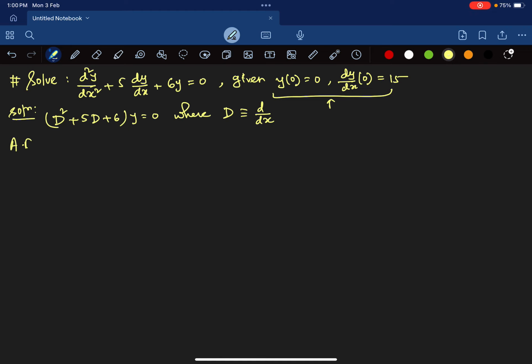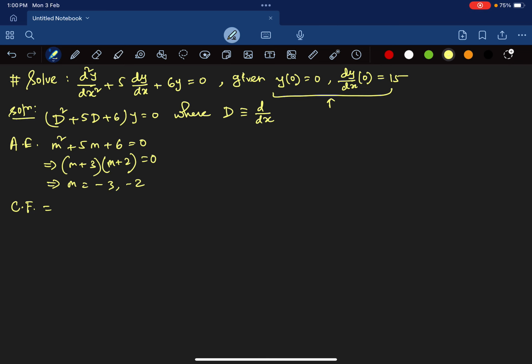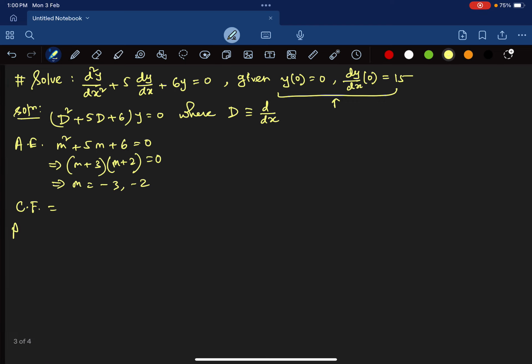Now the auxiliary equation: m square plus 5m plus 6 is equal to 0. So (m plus 3)(m plus 2) is 0, so the values are minus 3 and minus 2. So the complementary function, CF. For this question, this is a homogeneous equation, so the particular integral is 0. In the homogeneous case, basically the particular integral is 0. Now CF is given by C1 e power minus 3x plus C2 e power minus 2x.